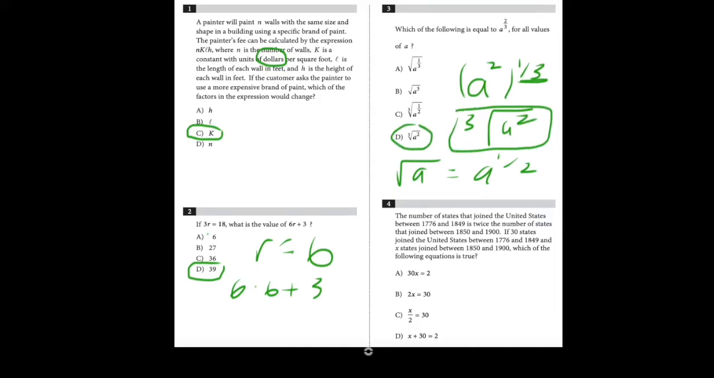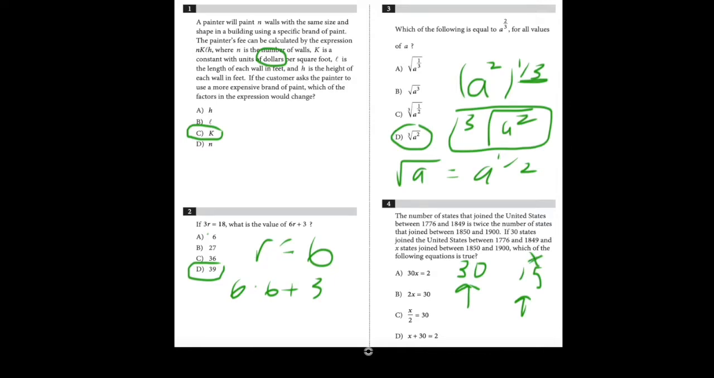Number 4, the number of states that joined the United States between 1776 and 1849 is twice the number of states that joined between 1850 and 1900. If 30 states joined between that first period and X states joined between the second, which of the following is true? So we know that the 30 states in that first period is twice the number in the second period, so we know this is 15. So we know X is 15 because that is the second period.